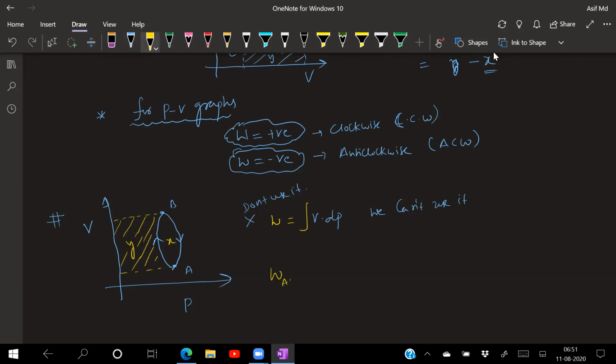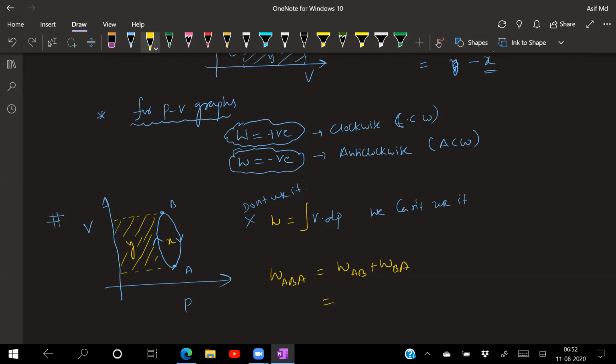Work done from A to B to A will be equal to how much? That means again a cyclic process. First you go from A to B, then you come from B to A. Now tell me, work done from A to B will be? Sir, from A to B it will be X plus Y. Why is X not included? You are taking only A to B. Forget the arrow mark.